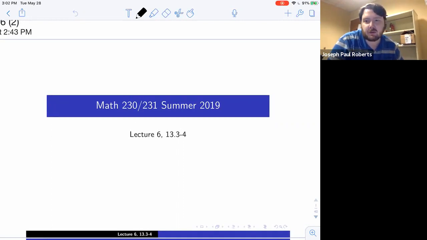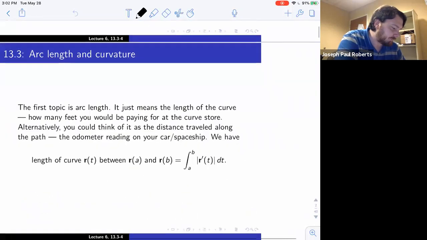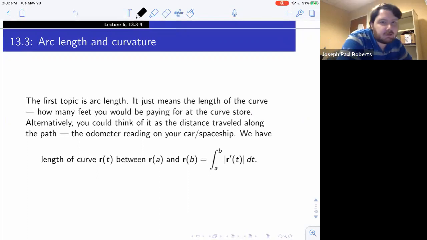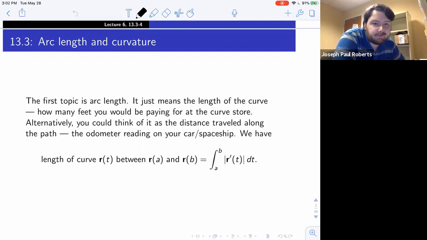Section 13.3 has quite a bit of stuff. 13.4, not so much, but I guess might as well get into it. And so the first section, 13.3, talks about a couple of things, arc length and curvature. And so arc length is just a fancy way of saying it's how long the curve is.